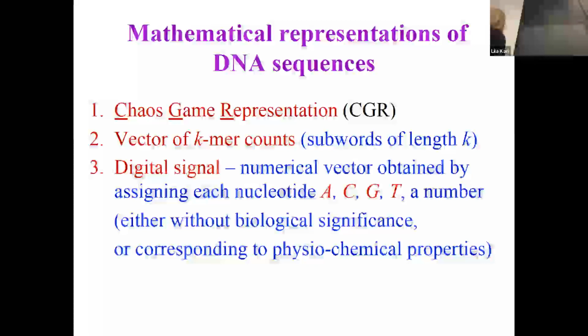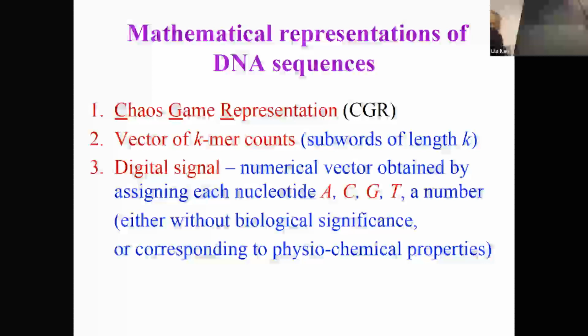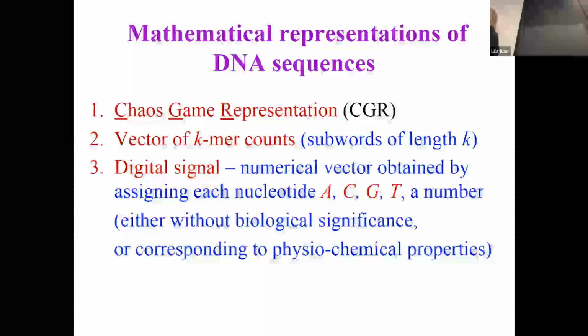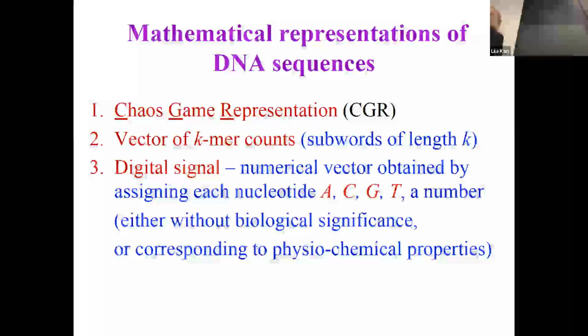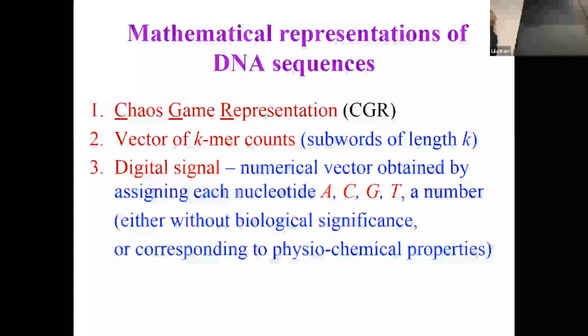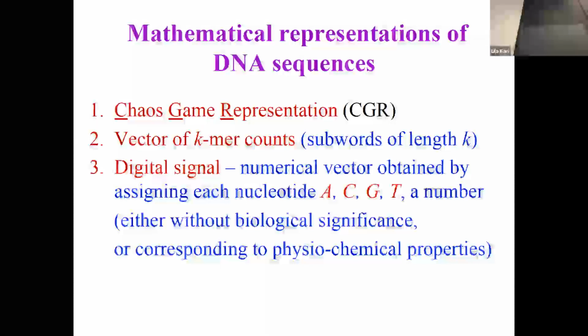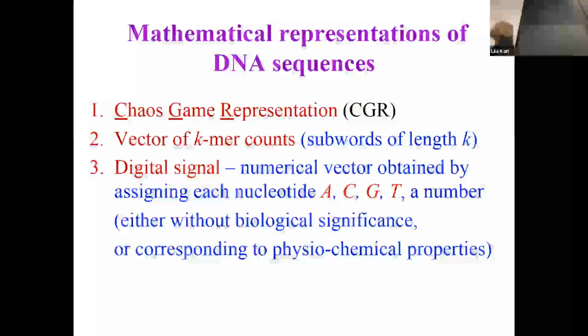And I'm also going to use another representation of a DNA sequence as a digital signal, which would be a numerical vector obtained from taking a DNA sequence and assigning a number to each letter. I assume that everybody in the audience knows the DNA alphabet. So the DNA sequence is a sequence over the 4-letter alphabet ACGT. So the digital signal transforms each of these letters into a number. And this number is either a number without a biological significance or it corresponds to some physicochemical properties of that letter. So these are 3 different mathematical representations that we used in our research.